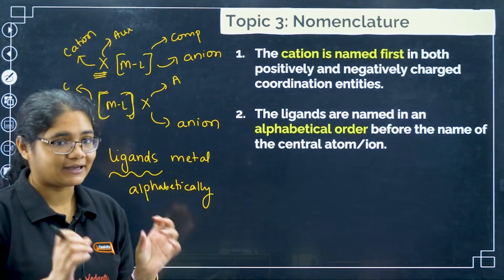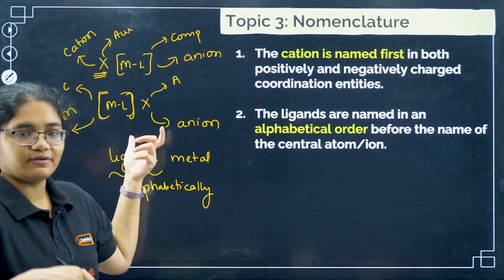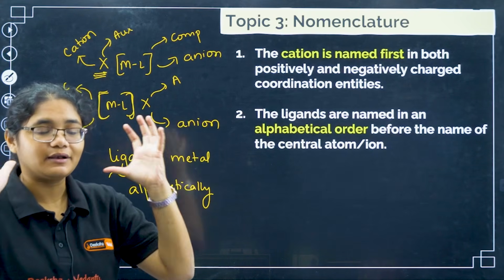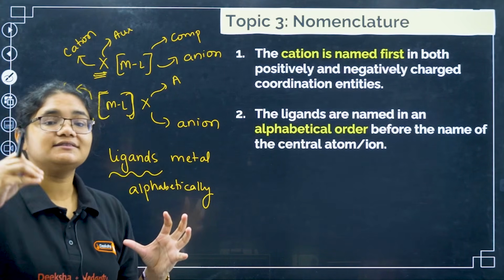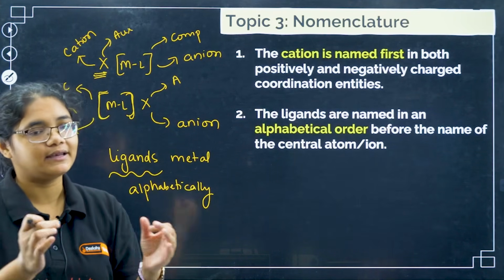First we have to write the cation name and then the anion name. Now whenever I am writing the complex name, whether it is in the cation form or in the anion form doesn't matter, but always the ligands should be written first in alphabetical order, followed by the name of the metal.